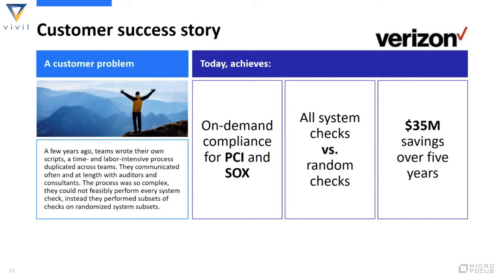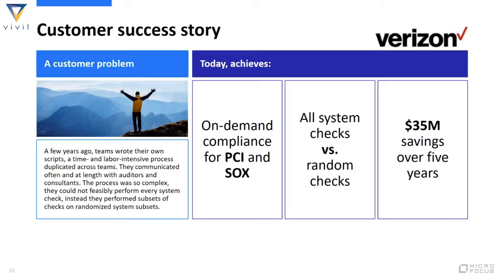Enter DCA. After implementing DCA, Verizon was able to standardize and automate those complex manual processes. This resulted in less human error and less wasted labor. In addition, they are now able to perform all system checks on all of their systems versus a subset of system checks on a subset of systems. Finally, they reduced their mean time to repair on any issues that they discovered from hours to minutes.